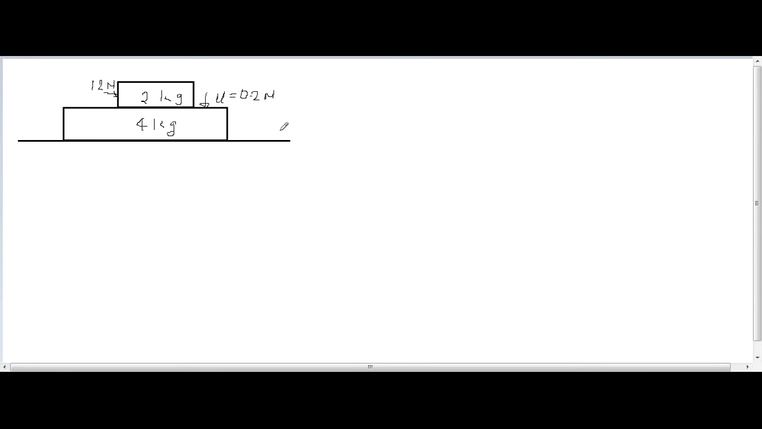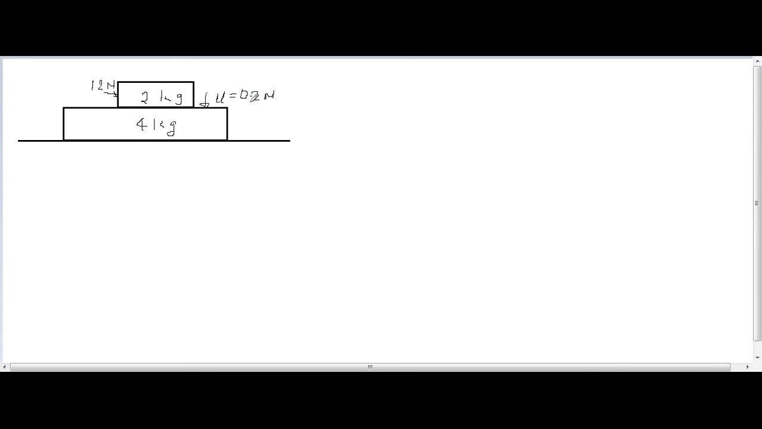So today we are going to solve this question in which this is a 4 kg block, this is a 2 kg block, and a 12 Newton force is applied on this upper block. Here the coefficient of friction between the bigger block and the ground is 0. This means this is a frictionless surface, and here the coefficient of friction is 0.2. We have to find the acceleration of the system.